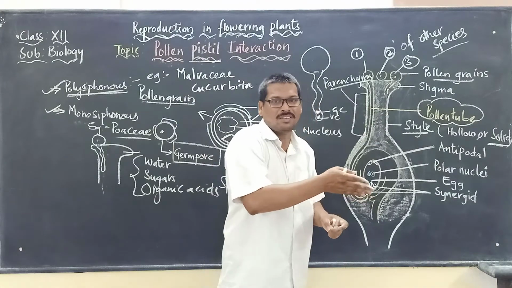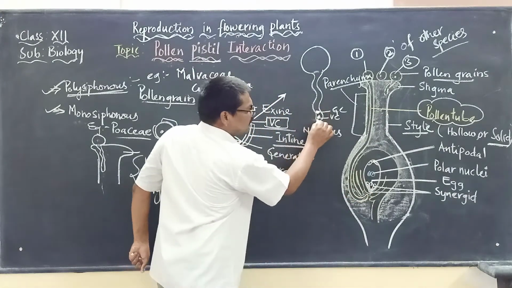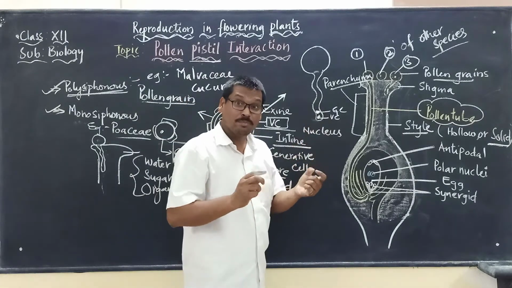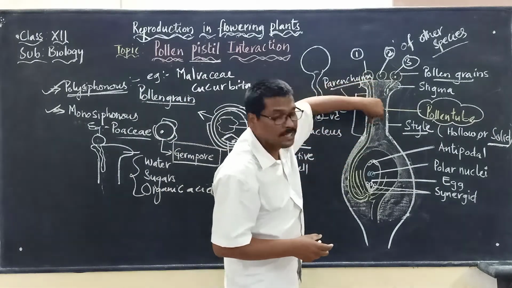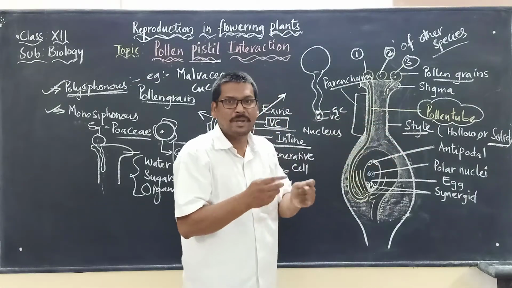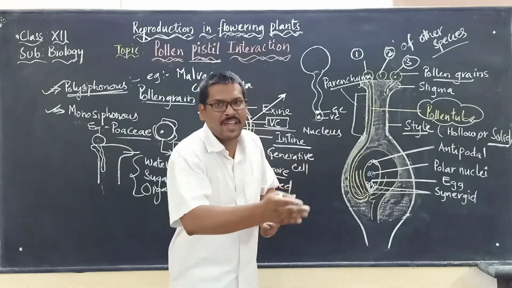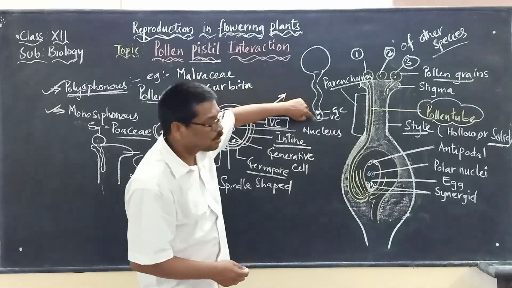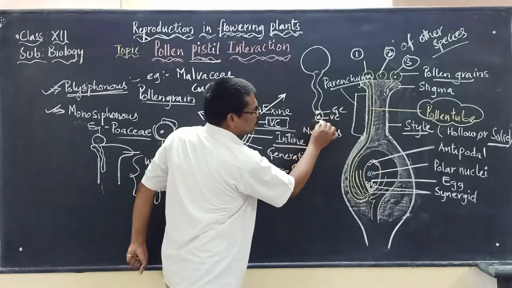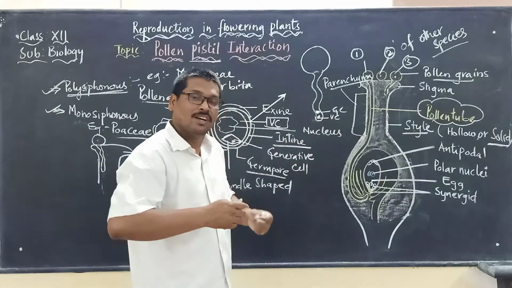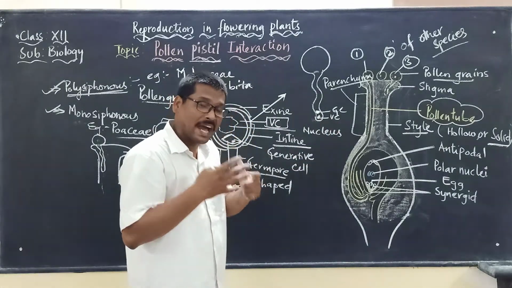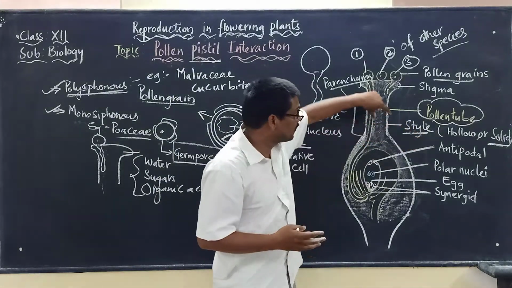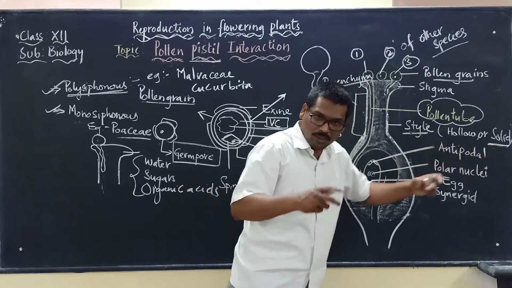Please remember, this pollen tube will release some enzymes to digest the cells of the style. To digest means to break the cells, to make a way and move forward towards the ovule. The tip of the pollen tube releases certain enzymes which will digest the cells of the style, if the style is solid.